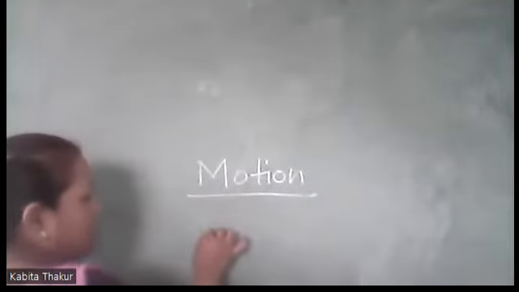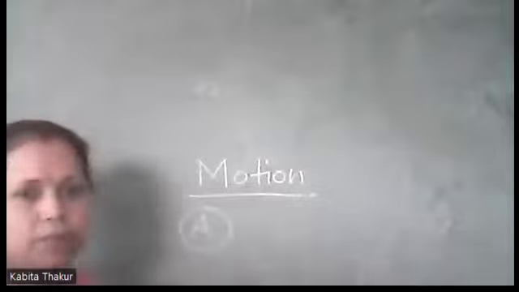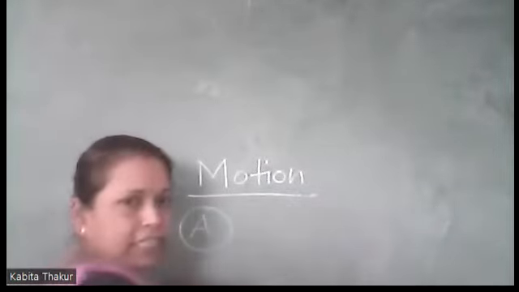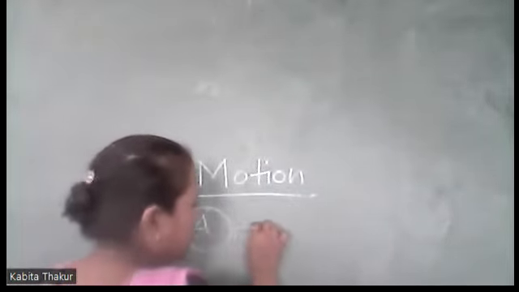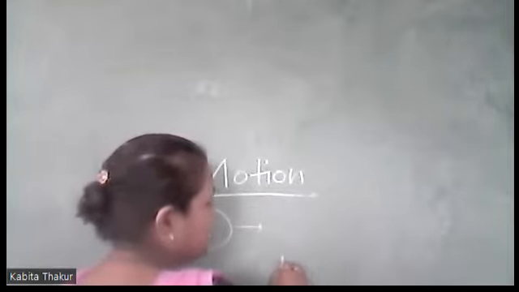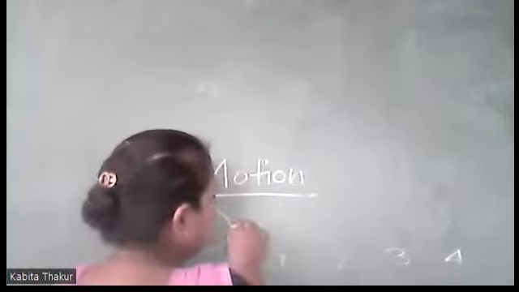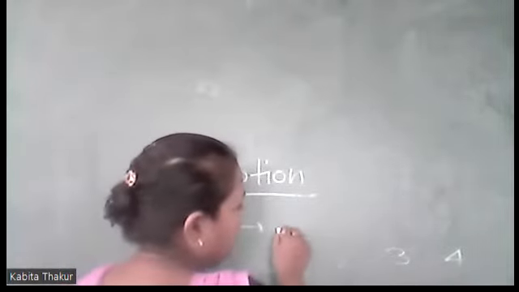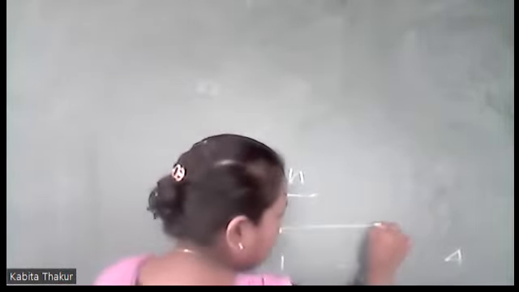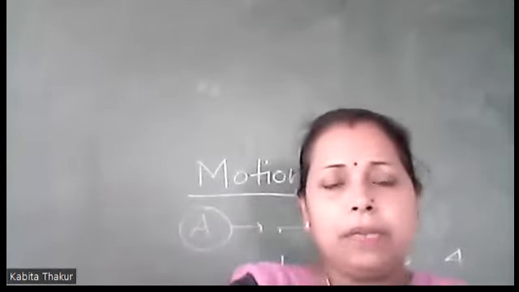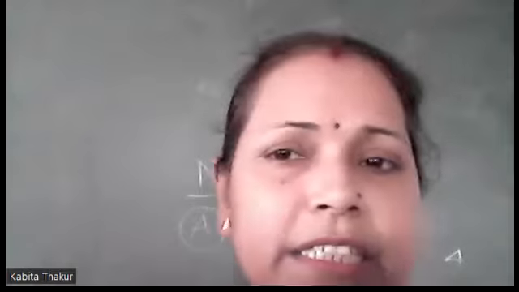Suppose here we are considering object A. See, this is our object, okay? If this is object A and it is continuously changing, say this is the first position, this is one second, this is the third point, and this object is continuously moving from here to here, continuously changing its place, then we say that the object is in motion.